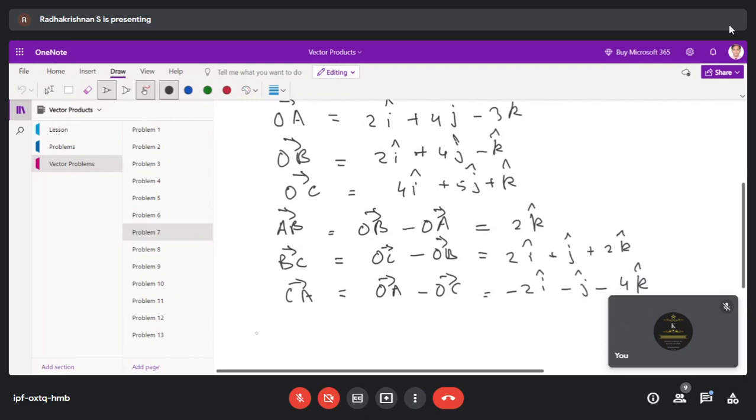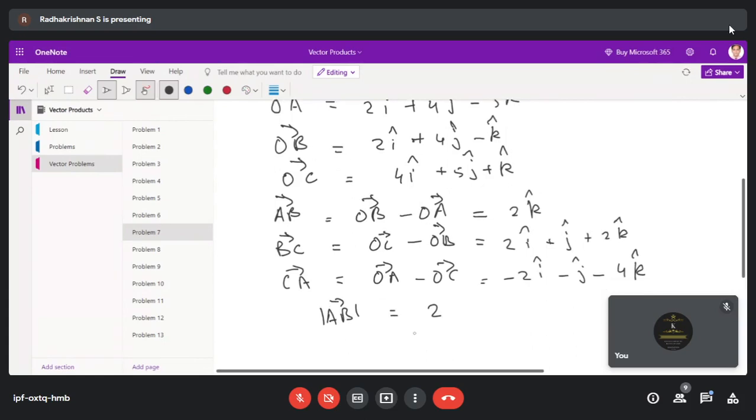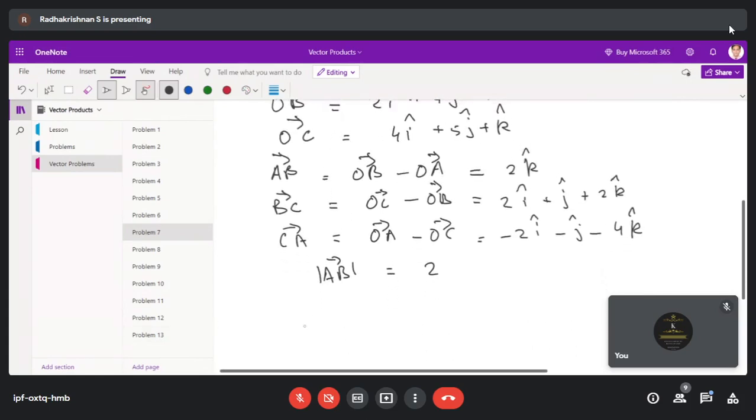So now find out the magnitude of AB. 2, sir. BC. 3, sir. Yeah, square root of 4 plus 1 plus 4, 3. And CA? 21, sir. Root 21.